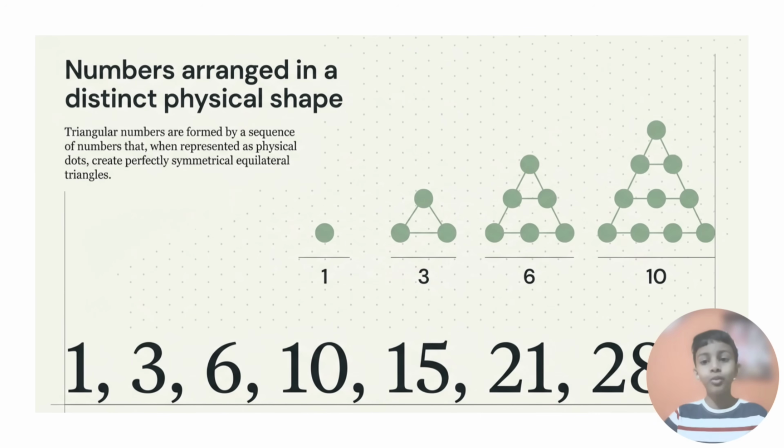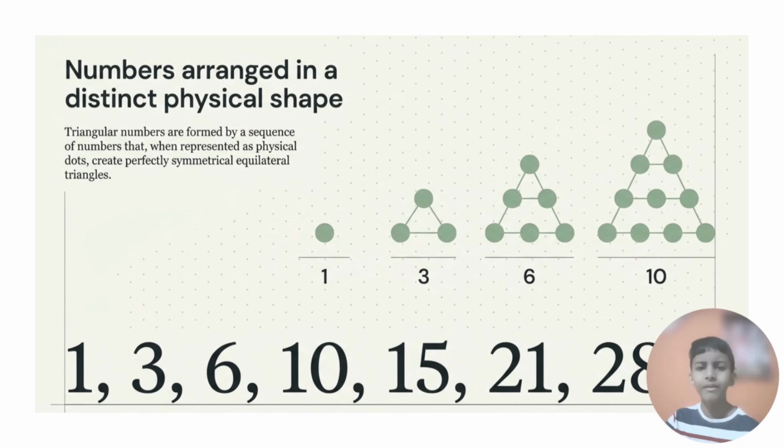First, let's see what are triangular numbers. In the image, you can see that they are numbers that can be arranged into perfect triangles. And you can also see the sequence 1, 3, 6, 10, 15, 21, and so on. To get them, we have to keep adding counting numbers.